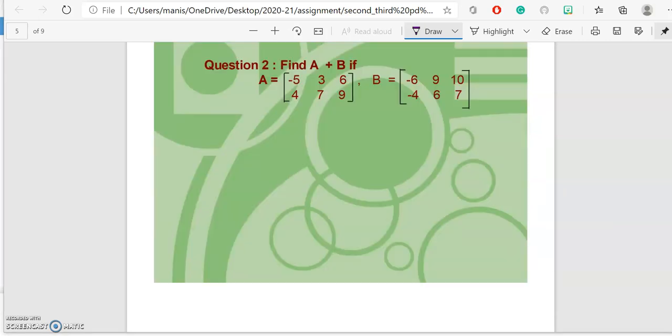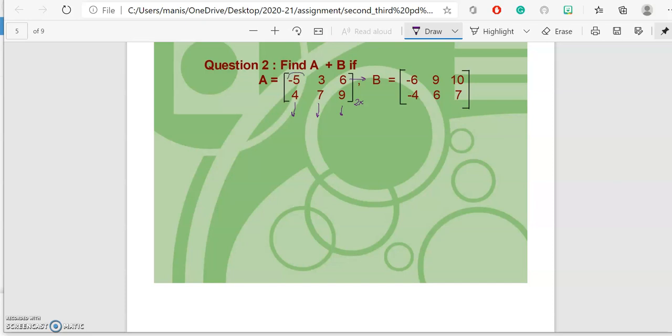Find A plus B if. Step number 1, you will find the order of the matrix. How many rows are here? There are only 2 rows over here. When I say row, I mean this first row over here, so this is my 1 and 2. How many columns do I have? I have 1 column over here, second column over here, third column over here.